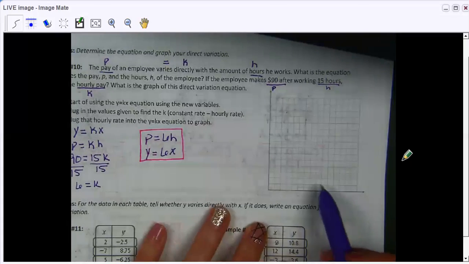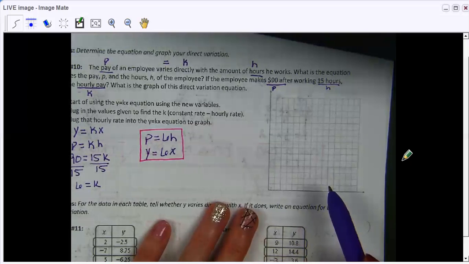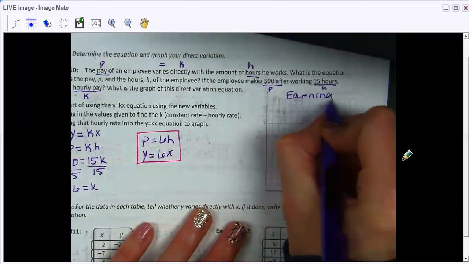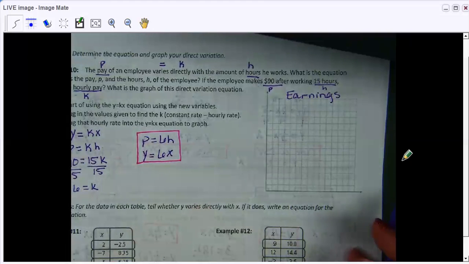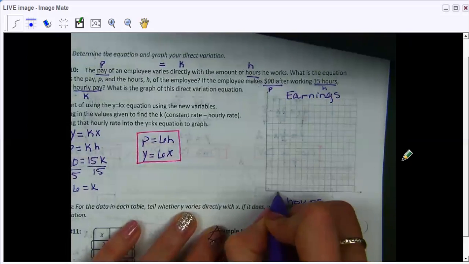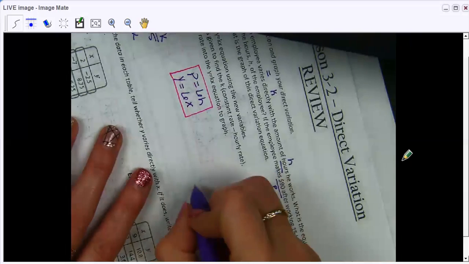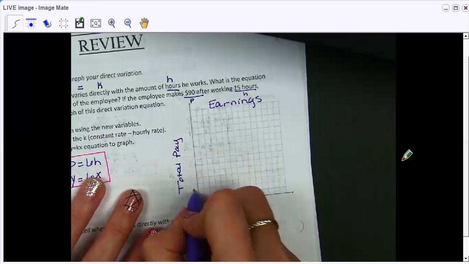Why don't we have any other quadrants than just this first one? Yeah, you can't have negative hours or negative pay. So earnings, we can title the graph. What variable represents our X? Hours. So we'll go up to, we'll say 5 hours, and I'm skipping every other one. And then our Y represents total pay, and I'm going to go up by 2's on my Y axis. So 2, 4, 6.